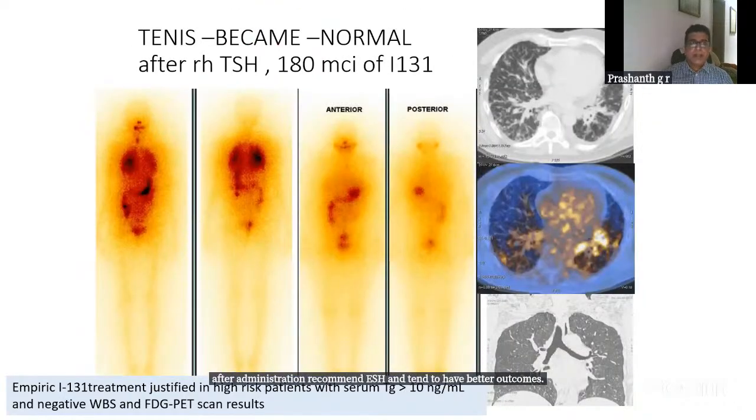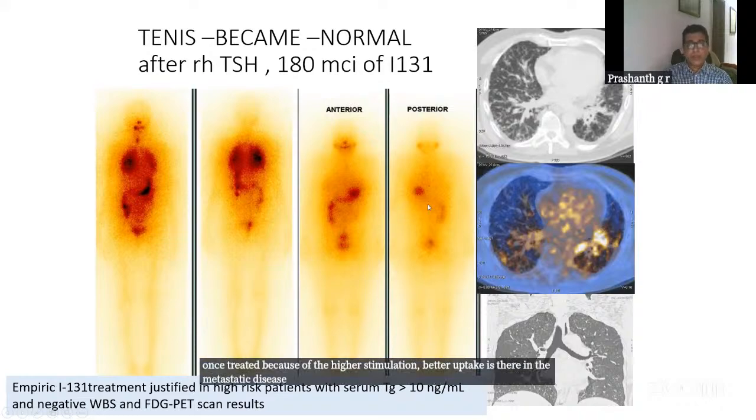Again, with recombinant TSH, once treated, because of the higher stimulation, better uptake is there in the metastatic disease, so that they have better outcomes.